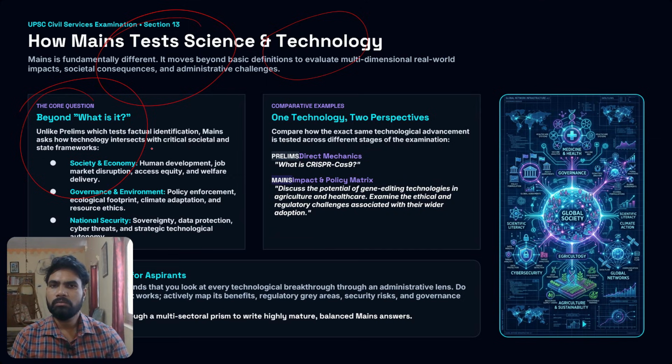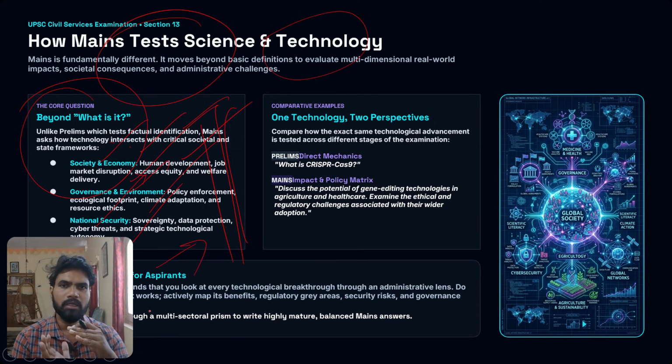Okay, so you see, unlike the prelims where the exam tests factual identification, mains asks how technology intersects with critical societal and state frameworks, like how it is going to interact with society and economy, governance and environment, national security, etc. This is the area where questions will be framed from, where the technology is intersecting with the rest of the subjects like society, economy, environment, etc. So this is the area you have to focus on.